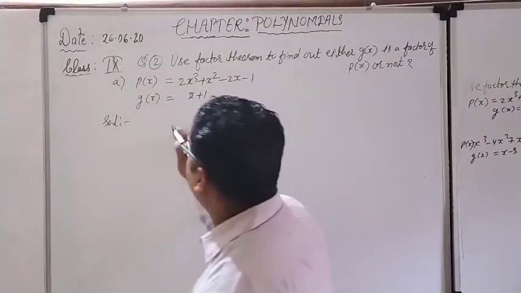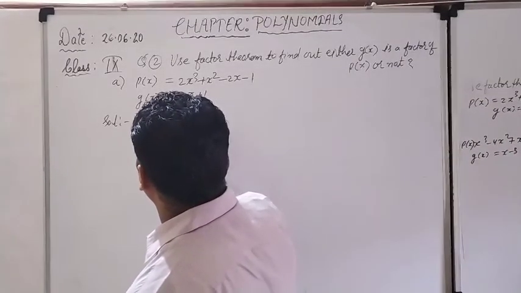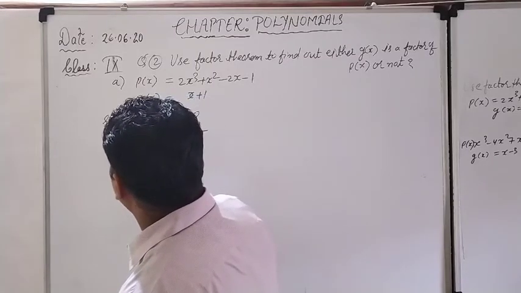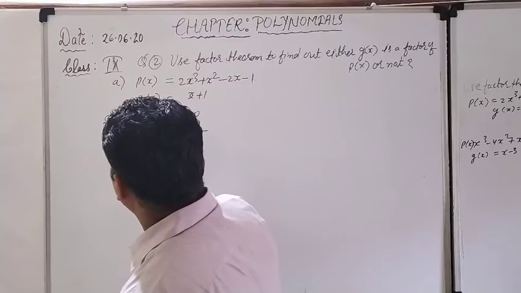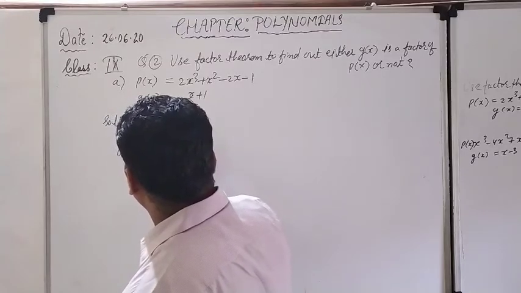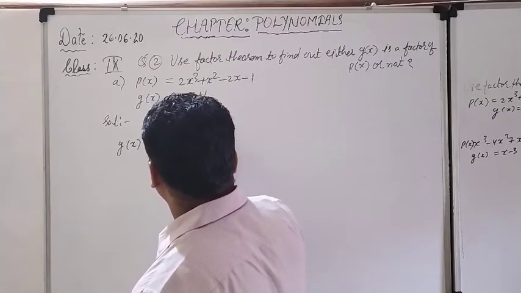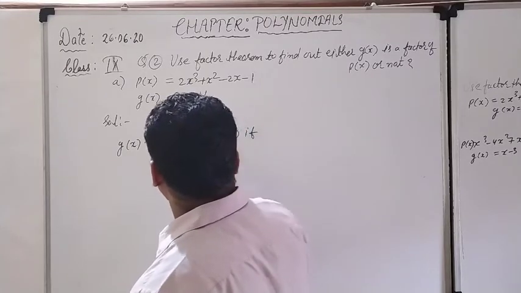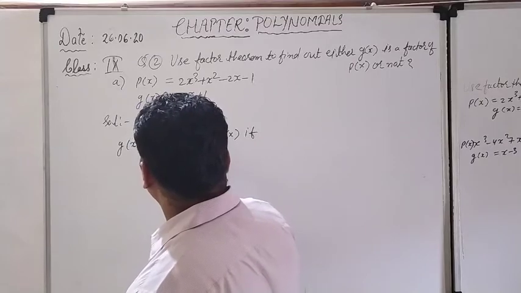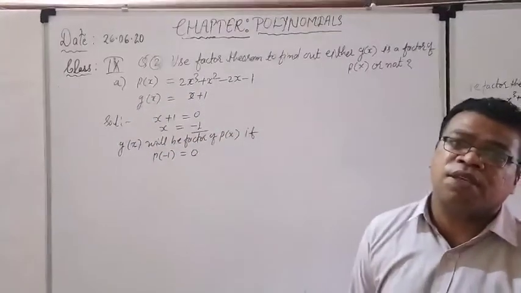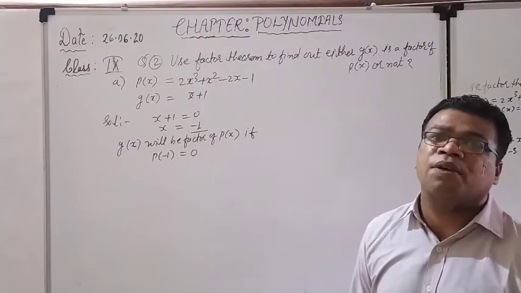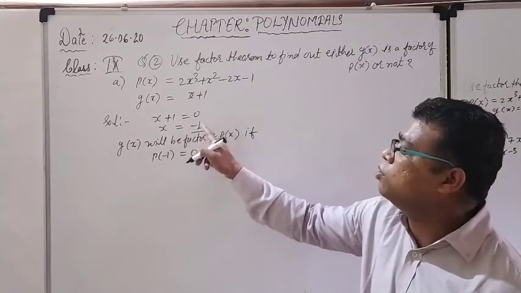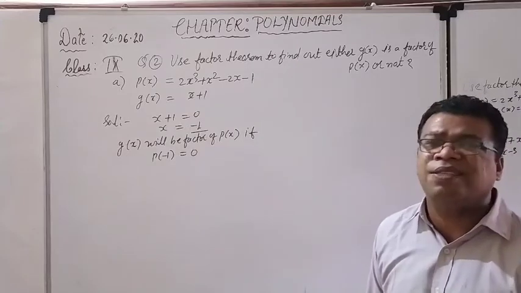So how can we identify? First, x plus 1 should be equal to 0, so we get the value of x as minus 1. Now we write that g(x) will be a factor of p(x) if p(minus 1) should be equal to 0. Why? Because the factor theorem says x minus a is a factor if p(a) equals 0. So x plus 1 equated to 0 means p(minus 1) should be equal to 0. Again the same thing.